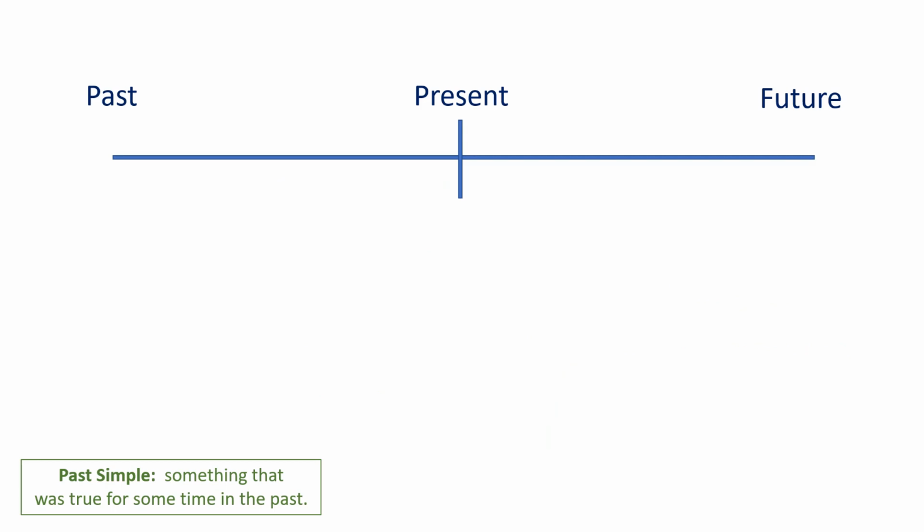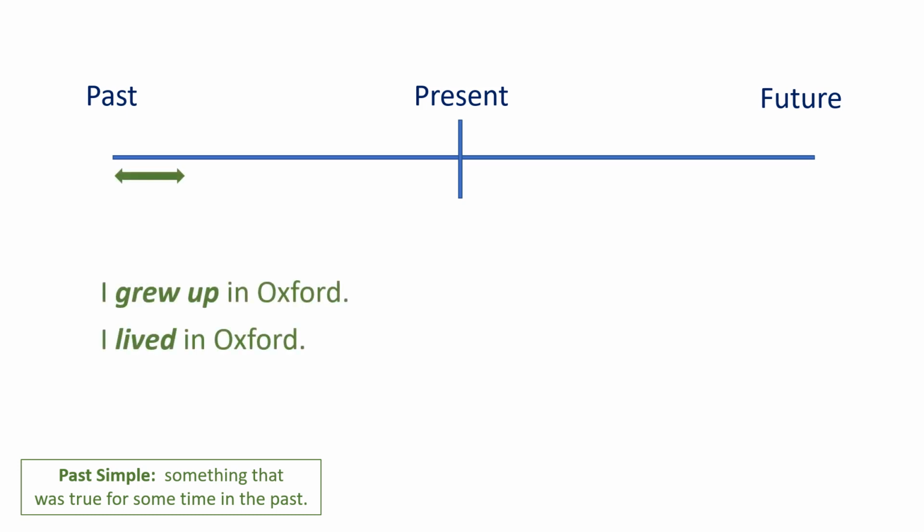So how do I talk about a place where I lived in the past? We use the past simple to talk about something that was true for some time in the past. The exact dates are not important. I grew up in Oxford. I could also say I lived in Oxford. These are true statements about me. It's in the past, but it's part of my personal history.